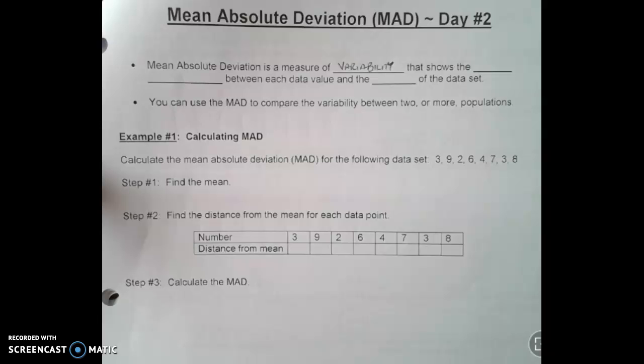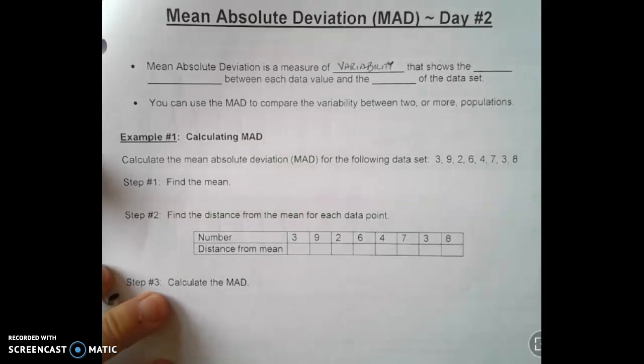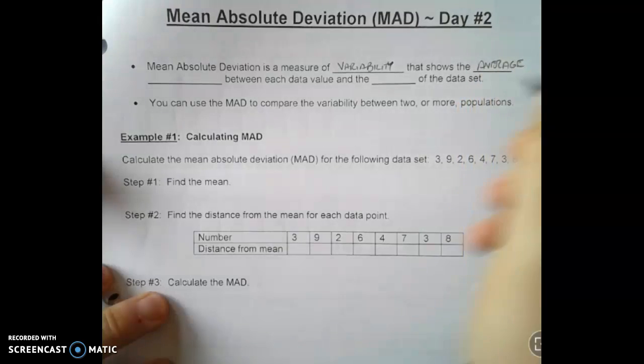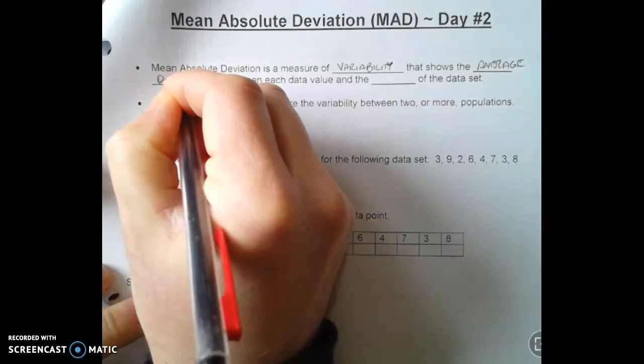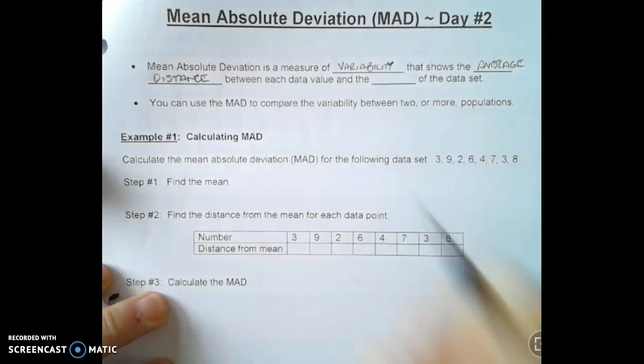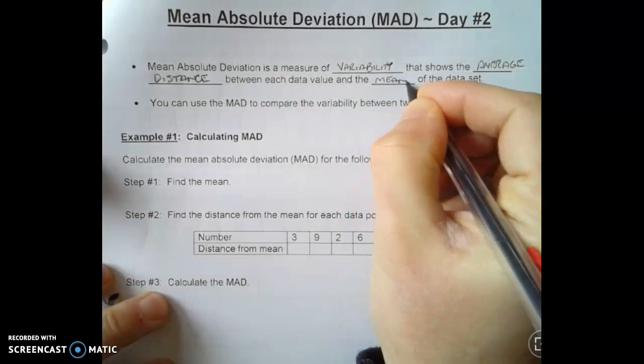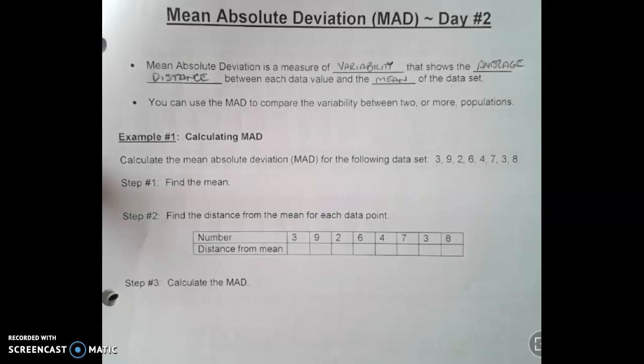Mean absolute deviation is a measure of variability that shows the average distance between each data value and the mean of the data set. You can use the mean absolute deviation to compare the variability between two or more populations.